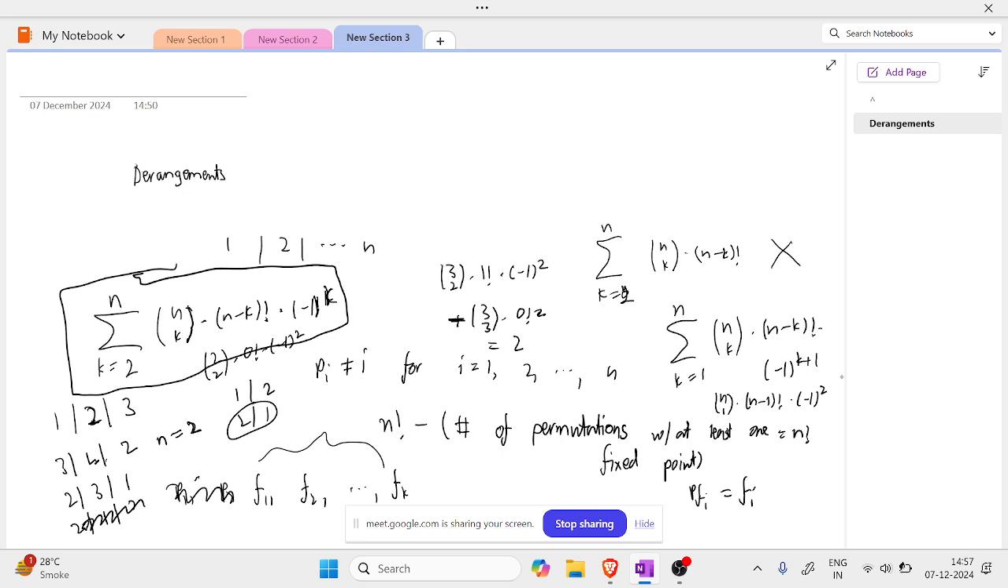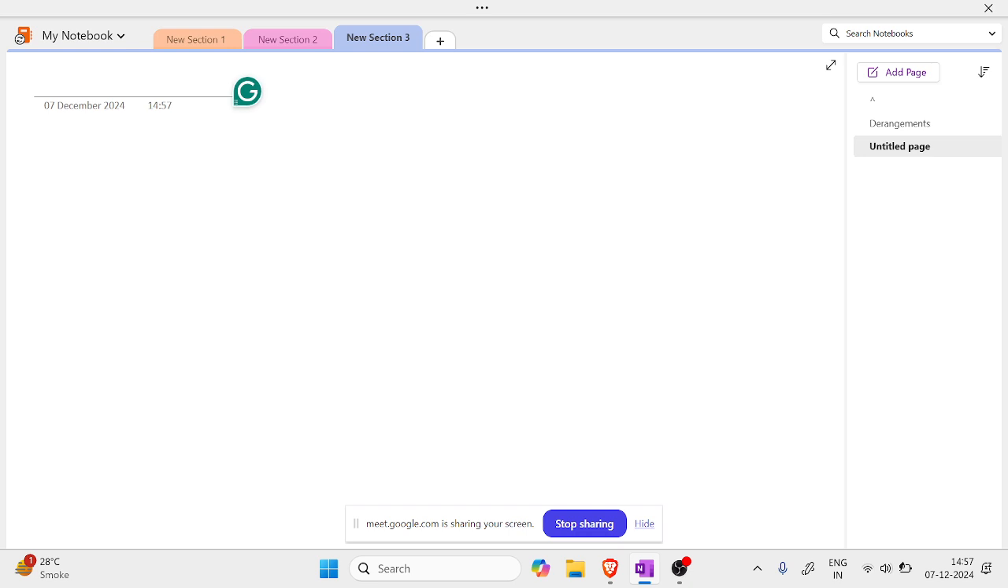And another thing that you can use PIE for is, let's say you have some range L to R and you have some number n, and you want to count the number of numbers that are co-prime to n in this particular range. So you can just take all the prime numbers dividing n.